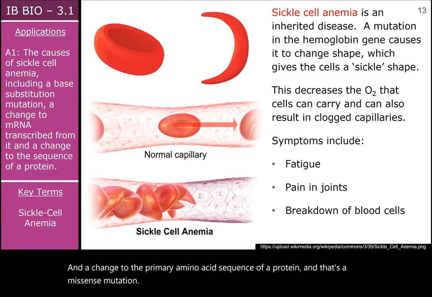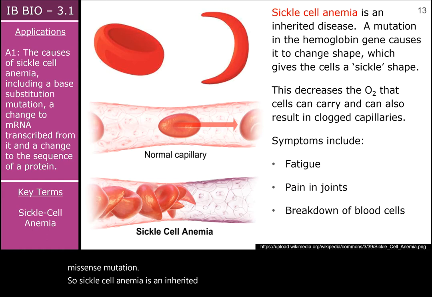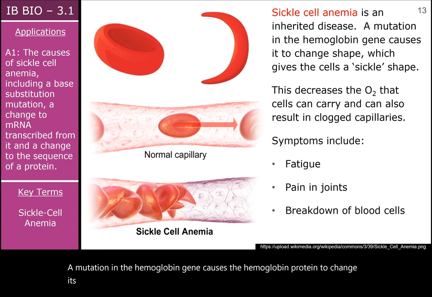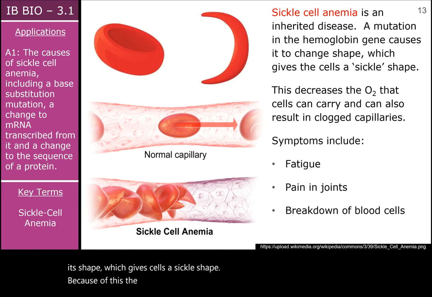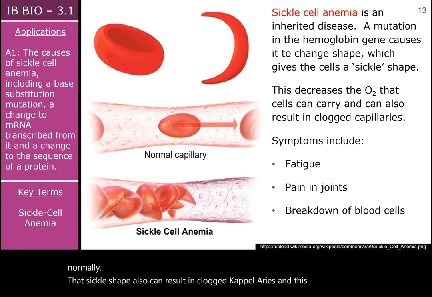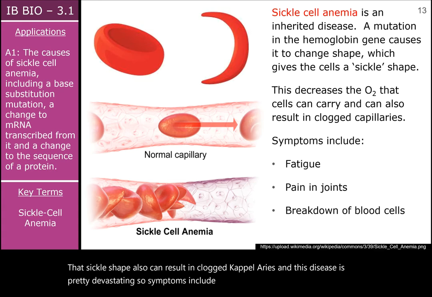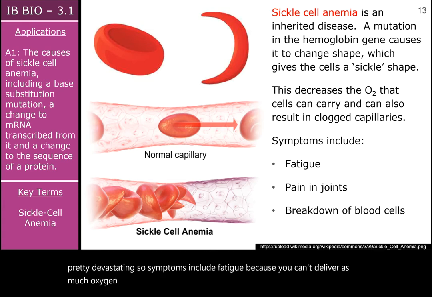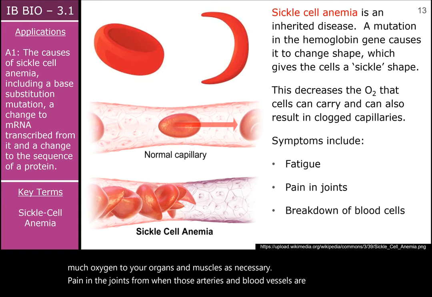So sickle cell anemia is an inherited disease. A mutation in the hemoglobin gene causes the hemoglobin protein to change its shape, which gives cells a sickle shape. Because of this, the cells are not able to carry as much oxygen as they would normally. That sickle shape also can result in clogged capillaries. And this disease is pretty devastating. So symptoms include fatigue because you can't deliver as much oxygen to your organs and muscles as necessary, pain in the joints from when those arteries and blood vessels are clogged, and a breakdown of red blood cells.